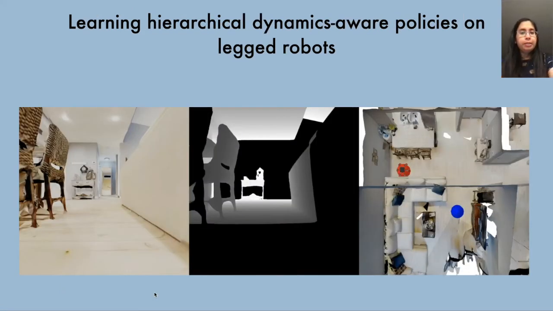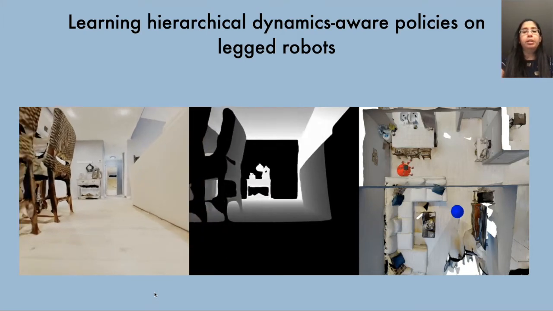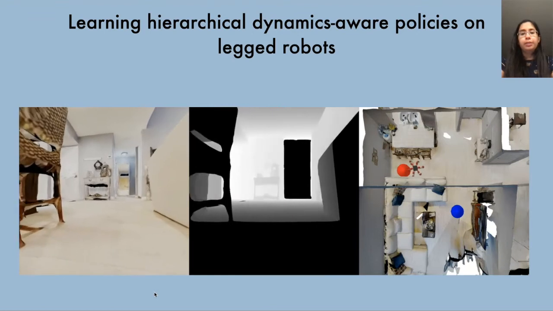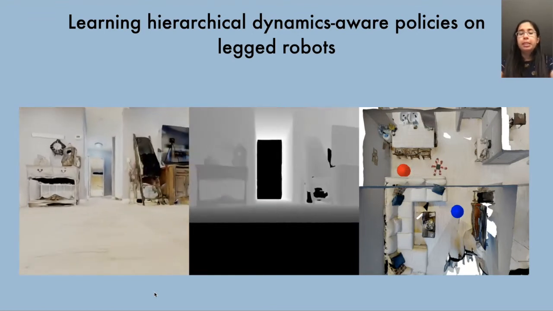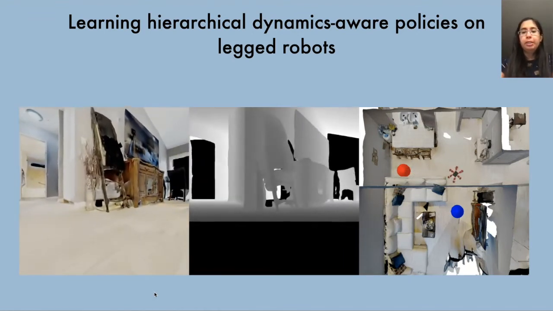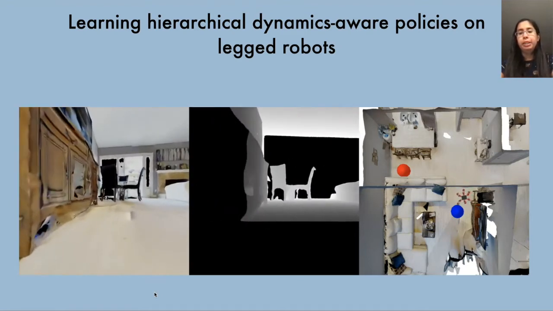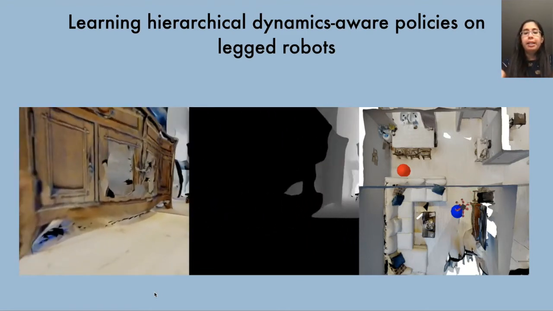If we use this kind of a pipeline which incorporates dynamics of the robots into the learning, we can learn hierarchical navigation policies for legged robots. So for example, here is DAISY, which has been trained using the approach I just described, and it's navigating in this new house it has never seen before, and it's able to reach the desired goal.